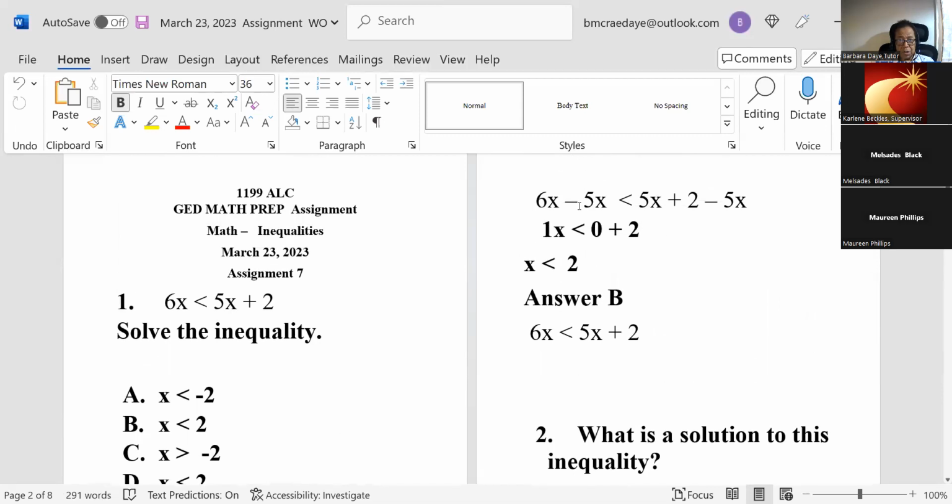And Maureen said subtract the 5x. There's Maureen's step right here. And notice, Mercedes, what Maureen did to the left side, she did to the right side. So you subtract the 5x on the left, she subtracted 5x on the right. So 5x minus 5x gives you 0, and you still have your 2 here, right? And she subtracted her coefficients. 5 from 6 is 1. So that's 1x, and 1x is the same as x, right? So your answer is x less than 2. And when you look at your choices over here, that's answer B.